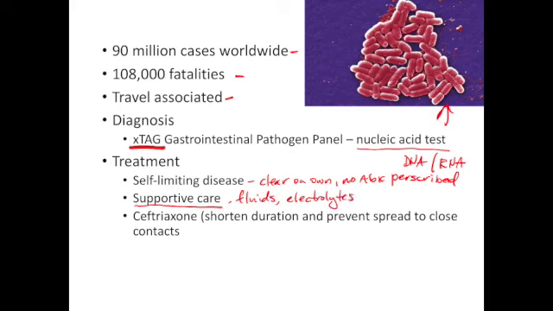In really severe cases of Shigella, we can prescribe antibiotics. Mostly it's this one called ceftriaxone. It works to shorten the duration of disease so our patient isn't sick for as long. And it can also prevent spread between close contacts, so for caretakers and for family members.